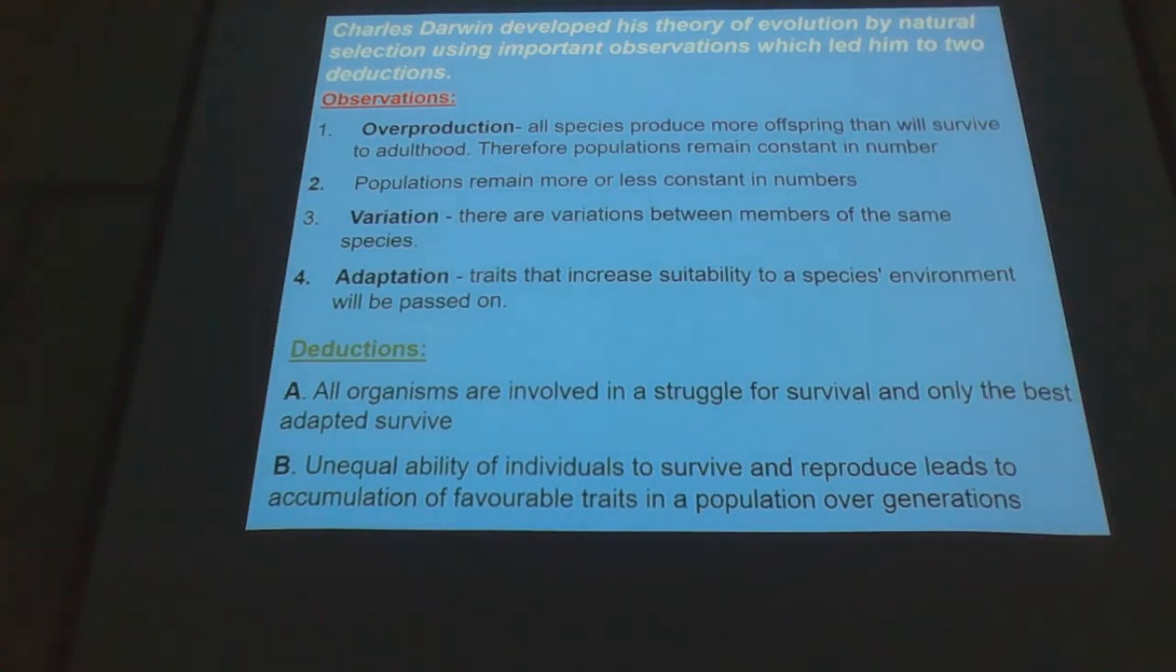So this slide is the six commandments of this course, which means you must know them, okay? I told you, there are four main observations and two main deductions that Darwin made after his voyage. Overproduction, first observation: all species produce more offspring than will survive to adulthood, even humans.